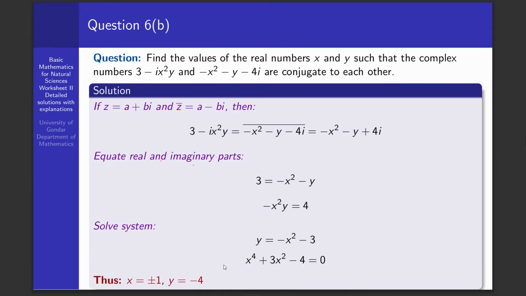Even if we take plus 1 for x, it is still minus 4, so the values of x and y which can make this complex number to be the complex conjugate of this one, or vice versa, are x equal to plus or minus 1 and y equal to minus 4. So this is the solution.